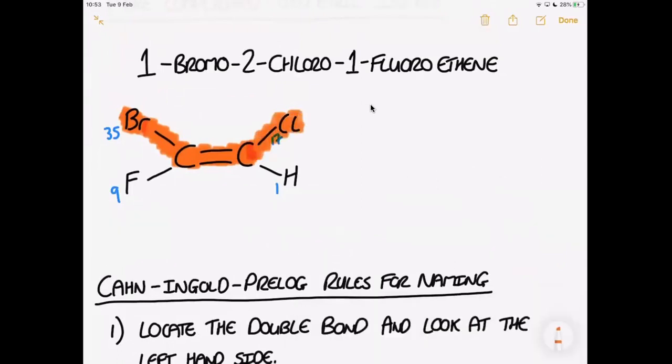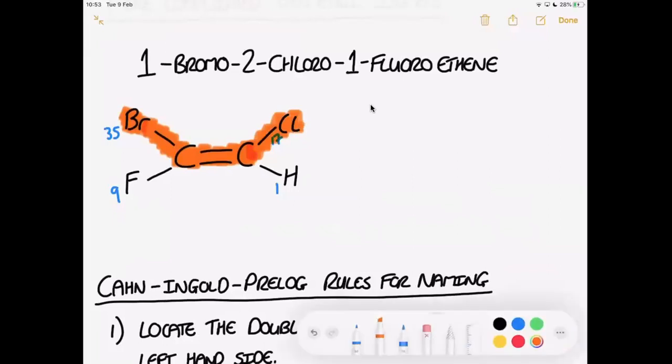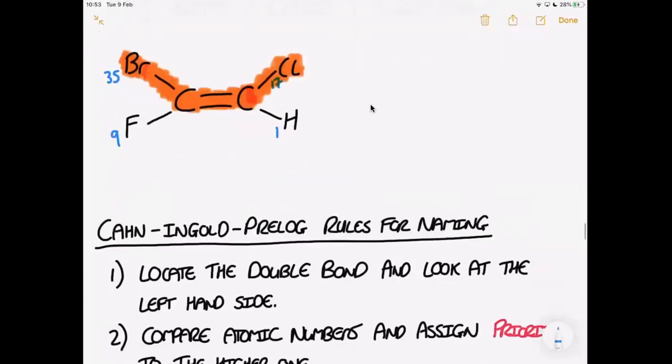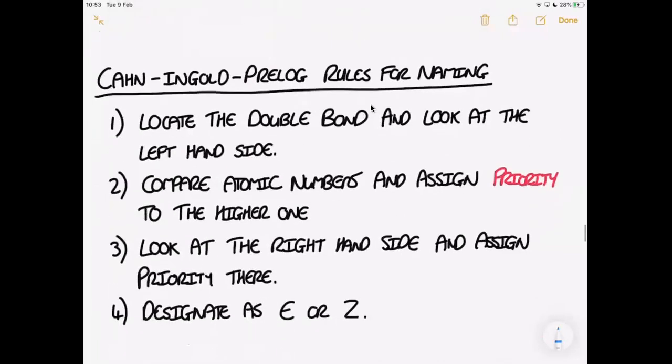Because chlorine wins, we've got an indication of our geometry. They are on the same side, they are together. So this is Z-1-bromo-2-chloro-1-fluoroethene. That's its full name. So we've now got a method, and we've designated it as E or Z as appropriate.